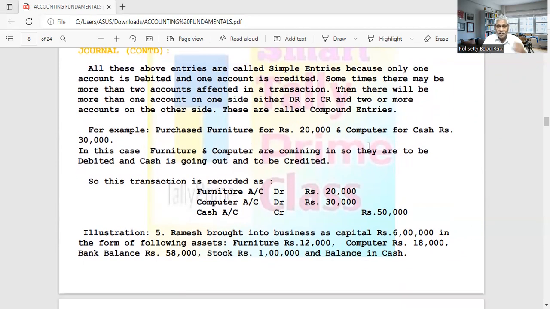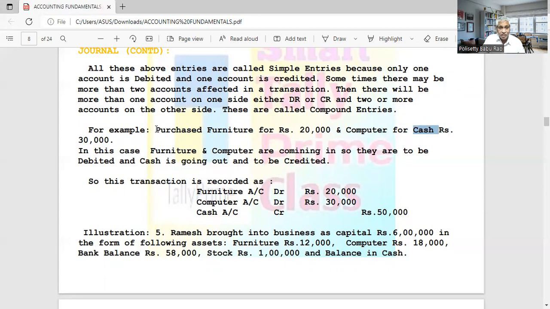For that, we will take up one example. Purchased furniture for 20,000 and computer for 30,000 rupees, for cash. So we purchased for 20 plus 30, that is 50,000 rupees, for cash. One is furniture, one is computer. The accounts here are the furniture account, the computer account, and cash. Even if cash is not mentioned, it is implied that we paid cash.